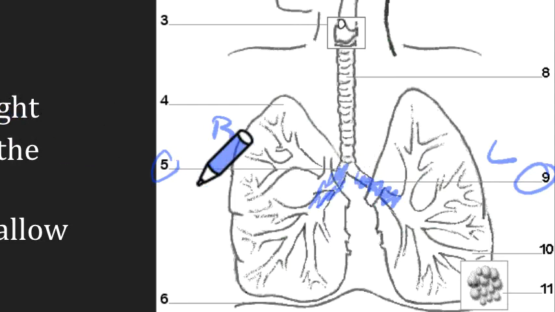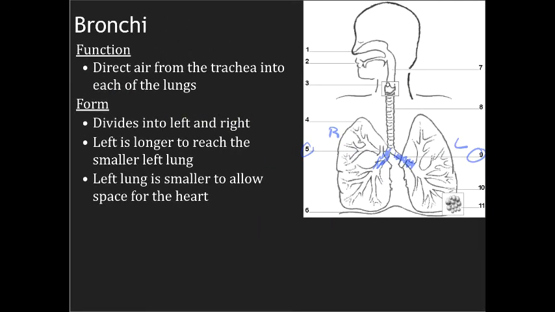The left is longer to reach the smaller left lung. The reason for that is to accommodate the space of the heart, which is more off-center on the left side of the body. So it's kind of right here. The right side, you can see, is a steeper angle and goes into the right lung. But it divides into two, so we can split the air equally into two lungs, essentially. So that's really important that it's able to do that.